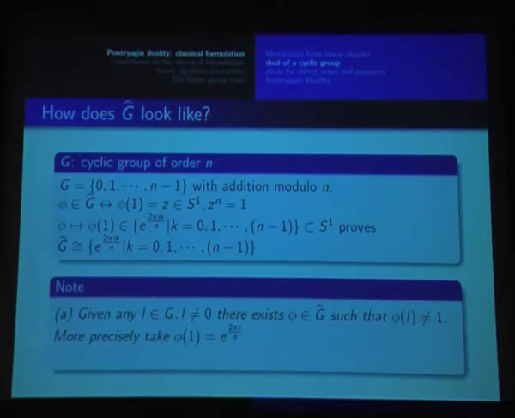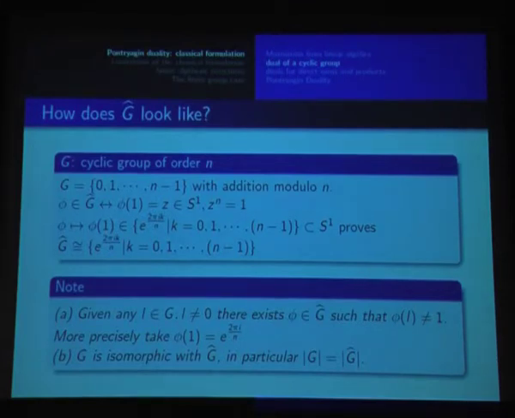So, there are two things to note. Firstly, if you are given an arbitrary element L in this group, then there exists an element in the dual such that phi of L is not equal to 1. So, you can take, more precisely, phi of 1 to be this quantity, then phi of L will be e to the power 2 pi i L over n. So, that is not equal to 1. And secondly, G is isomorphic with G hat. That is not the point. Point is that they have the same cardinality.